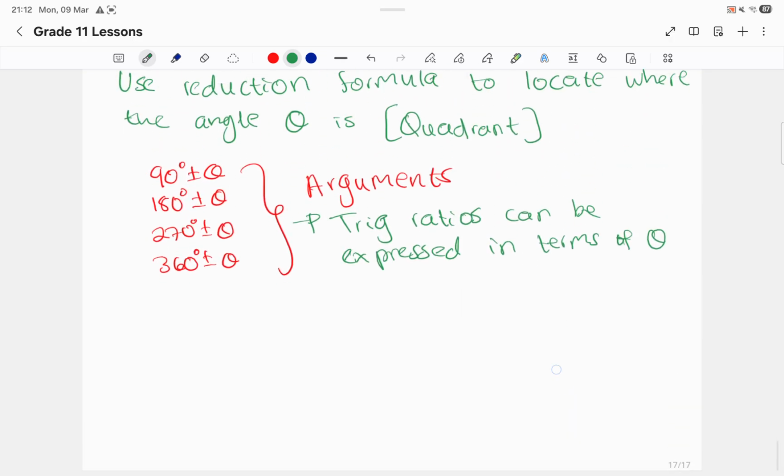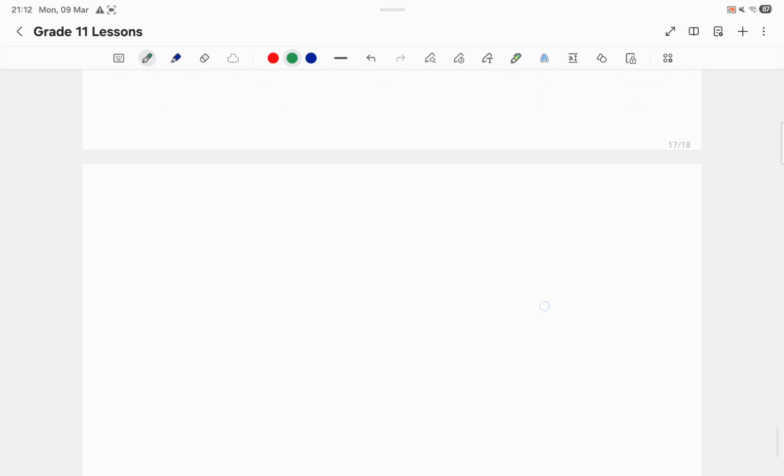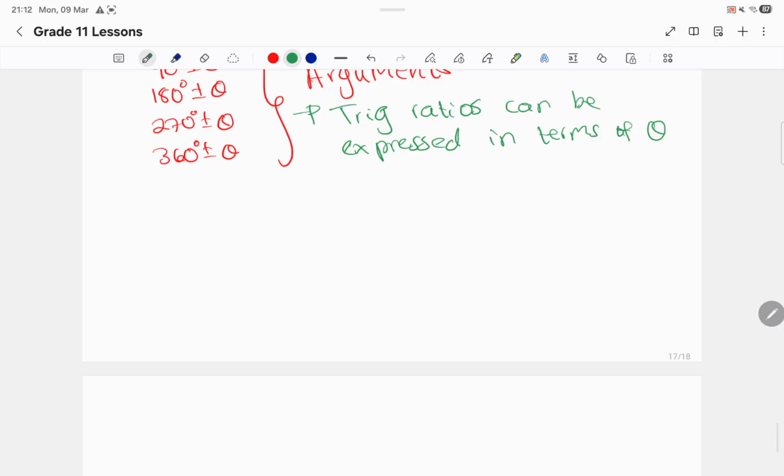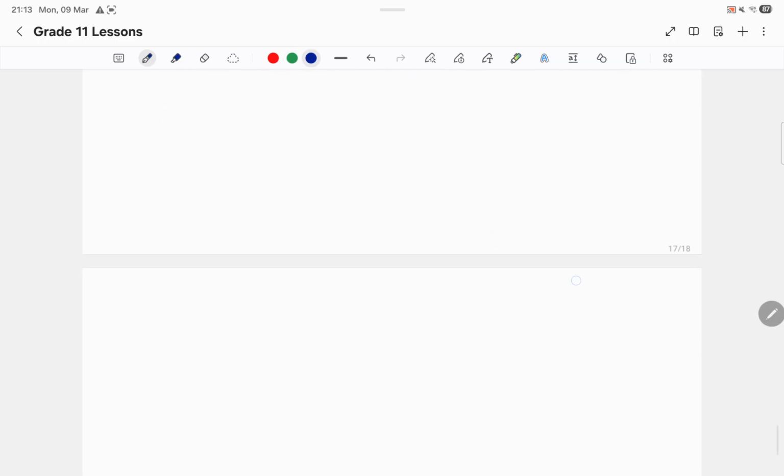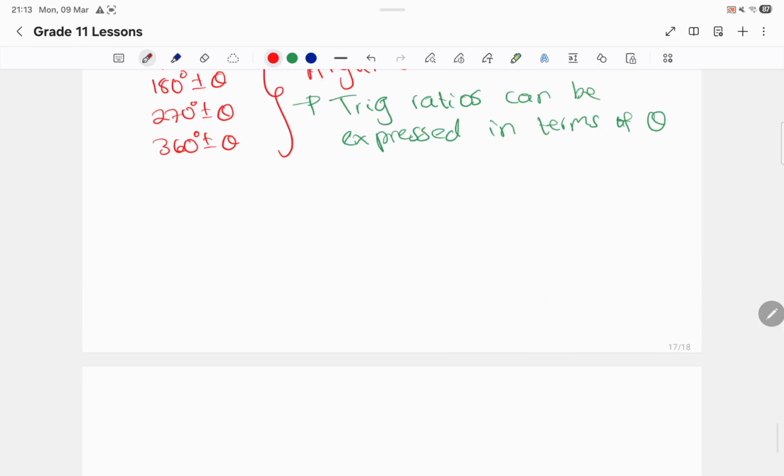That leads me to the next diagram. The next diagram we're going to be looking at is the polarity of trig ratios.